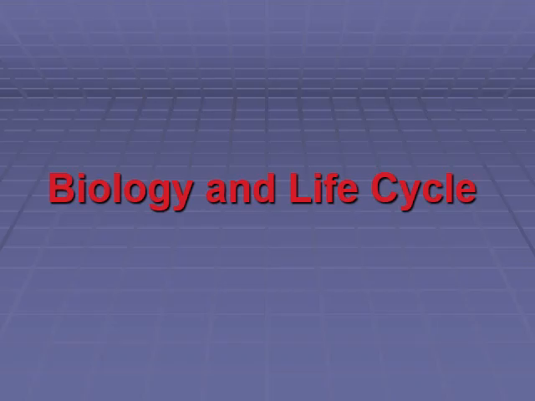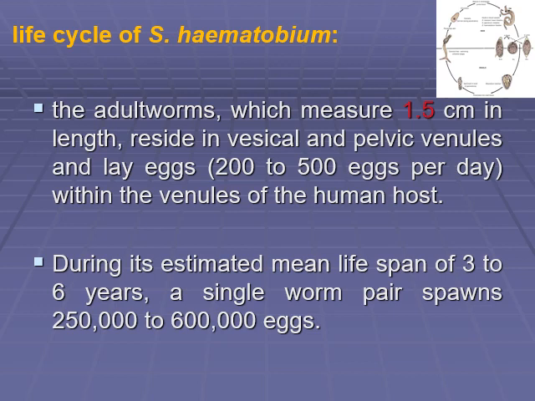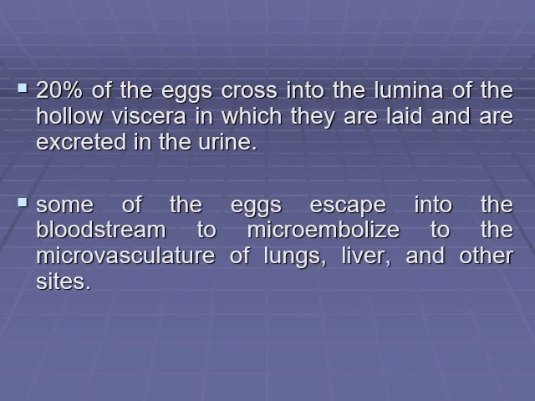What about the biology? The adult worm, which measures about 1.5 centimeters in length, is present in the vesical and pelvic venules and lays from about 200 to 500 eggs per day within the venules of the human host. During the estimated life of the worm, about 3 to 6 years, a single worm pair can give up to 250,000 to 600,000 eggs. Only 20% of these eggs cross the lumen of the hollow viscera and are excreted in urine.